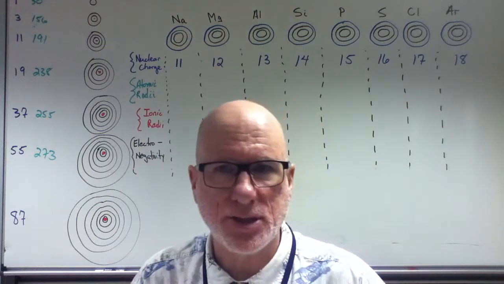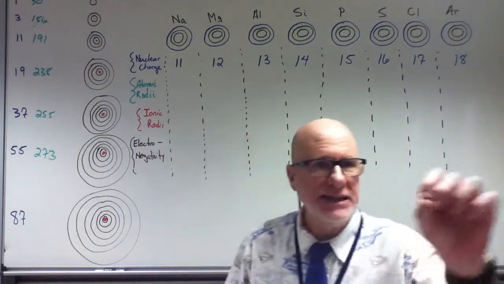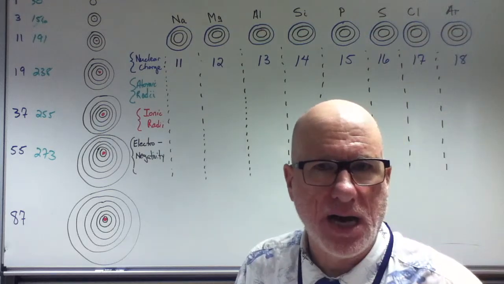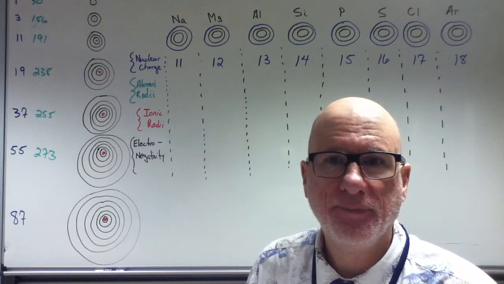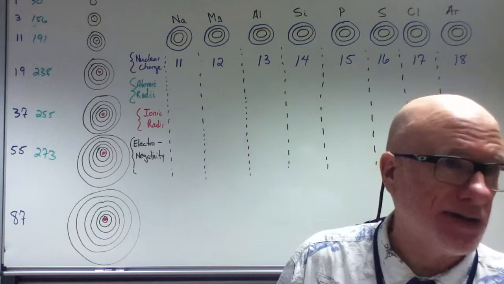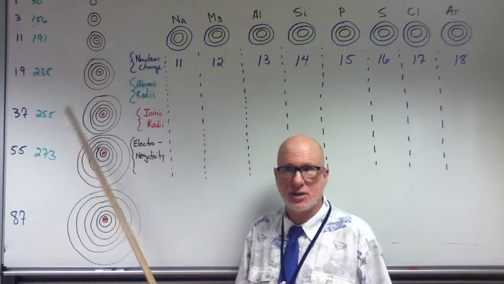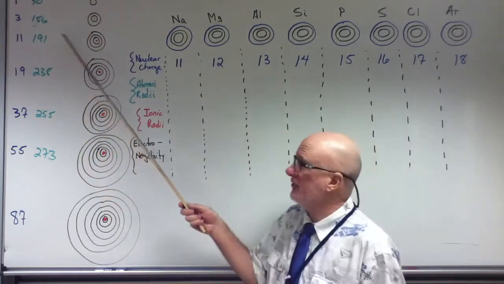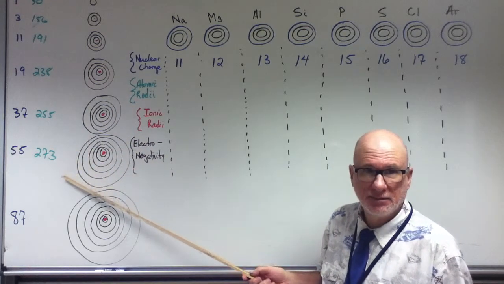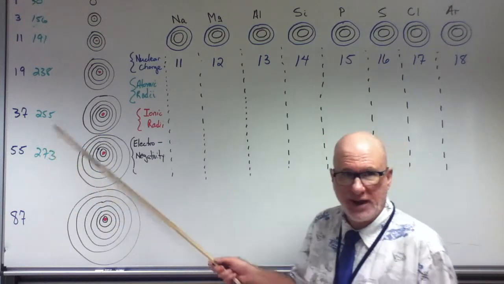Why is it going to increase? Why is it going to be larger? What effect is variable as I go vertically down a column on the periodic table? Come on, guys, be with me here. There's more shielding, so the shielding effect, right? The shielding effect is varying. It's increasing as I go down the column. It's decreasing as I go up the column. So is the shielding effect constant? No. It's varying, isn't it? It's increasing.